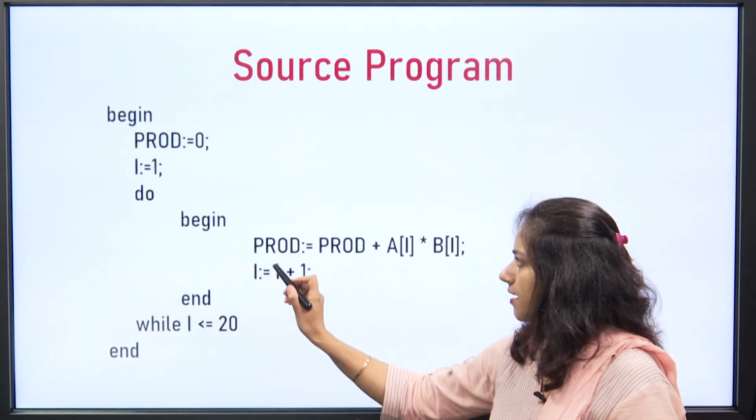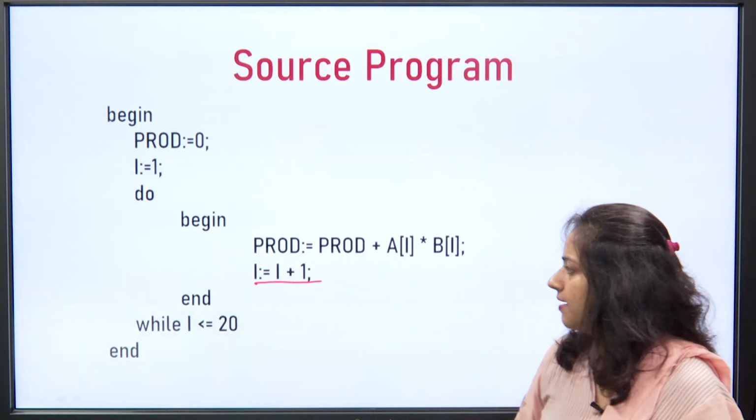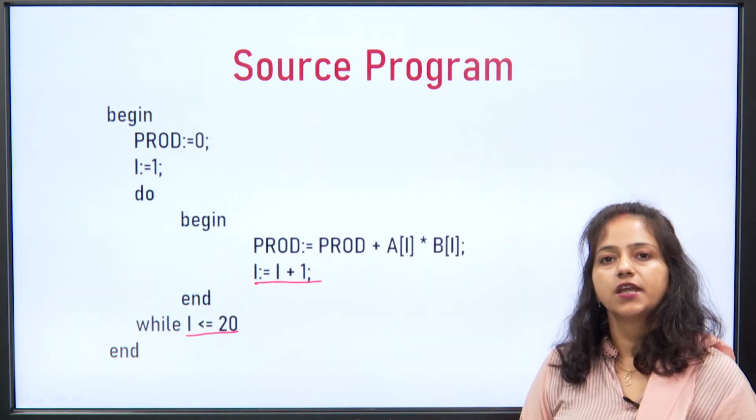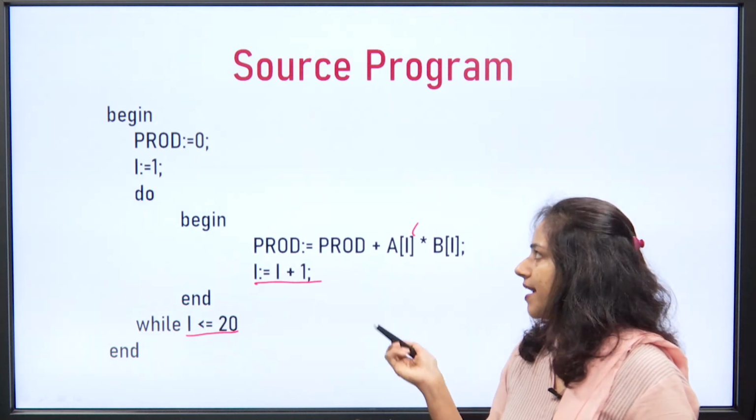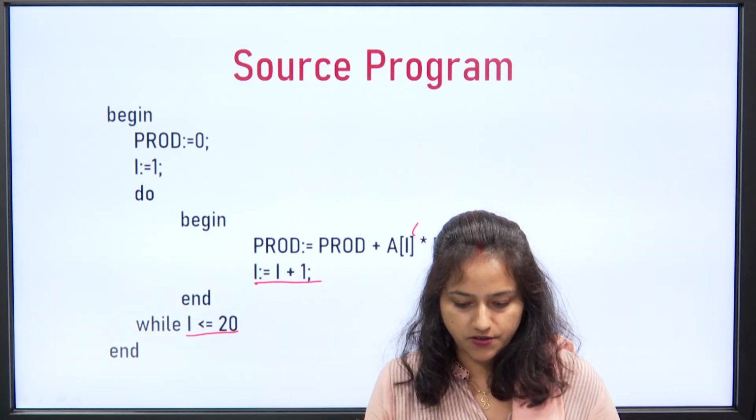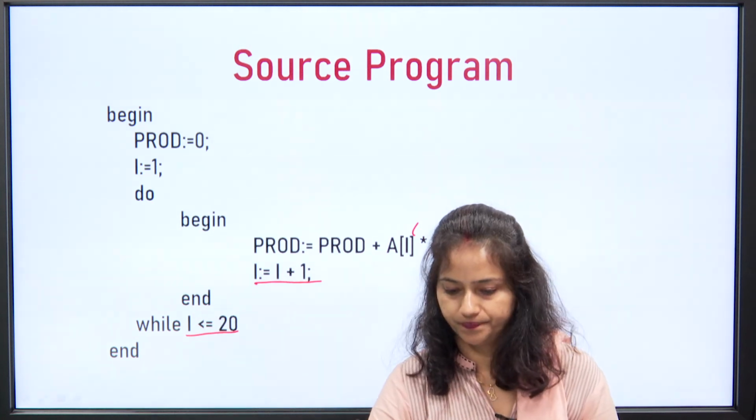In every iteration of this loop, I is updated: I is equal to I plus 1, and the loop runs for I less than or equal to 20. It means this index will range from 1 to 20, so the body will be executed 20 times, and this is the end.